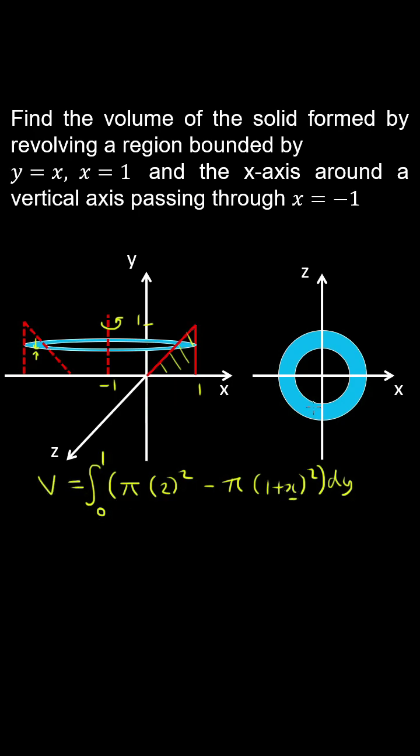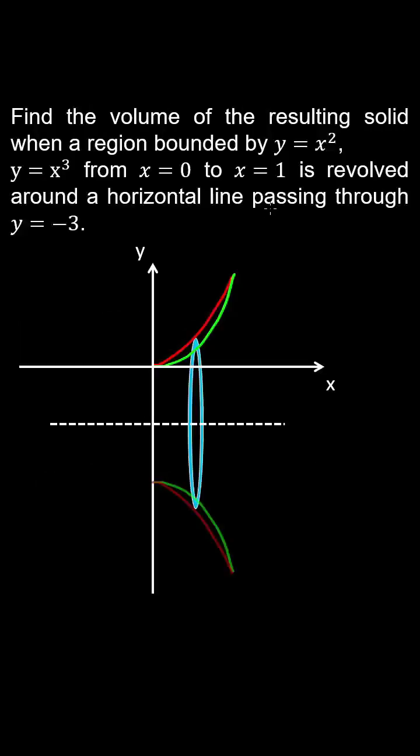And now you can substitute for x from this equation and evaluate the integral and post your answer in the comments. Find the volume of the resulting solid when the region bounded by the parabola and the cubic from x equals 0 to x equals 1.